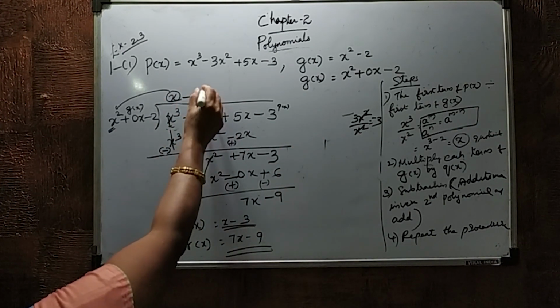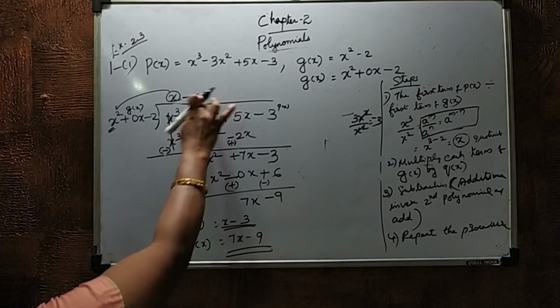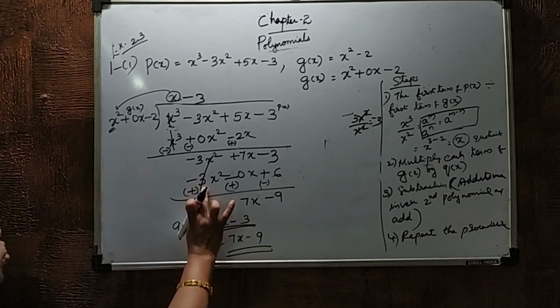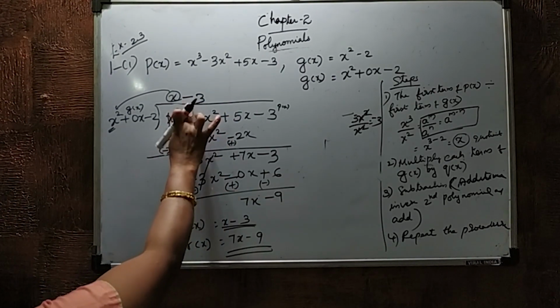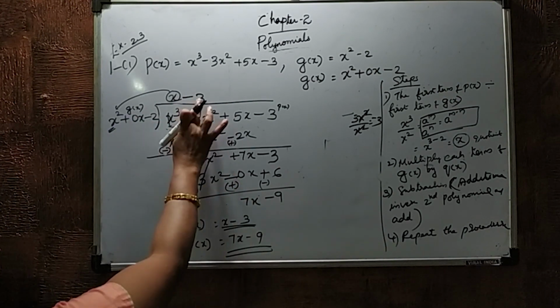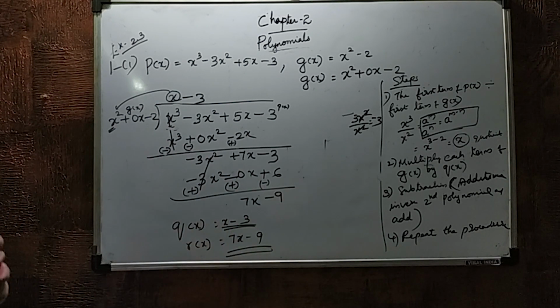Now next, negative 3 itself you have to multiply. Negative 3 into x square, negative 3x square. Negative 3 into 0, it is 0. Negative into positive, negative 0. 3 into 0 is 0x. Then negative into negative, positive 6.